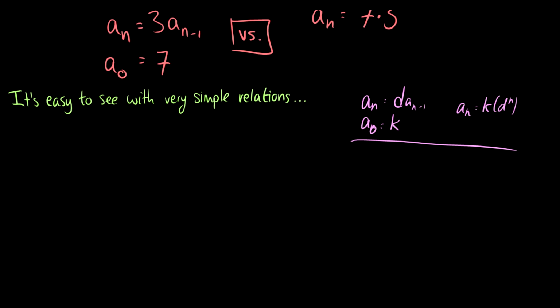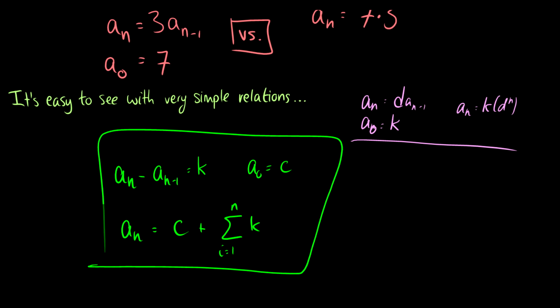Another way we saw was if we take a_n - a_{n-1} = k, with a_0 equal to some number c. We saw that a_n = c plus the sum from i = 1 to n of k. So those are two different relations that we found solutions to, and these are very formulaic. You just plug them in and they're pretty much always going to be the same.